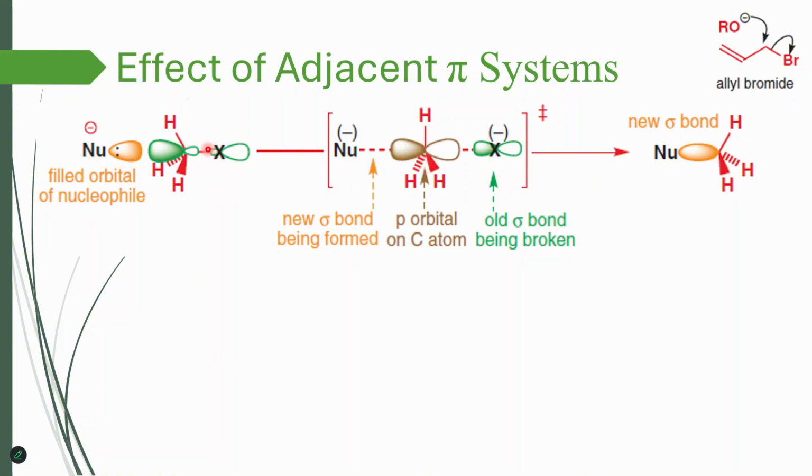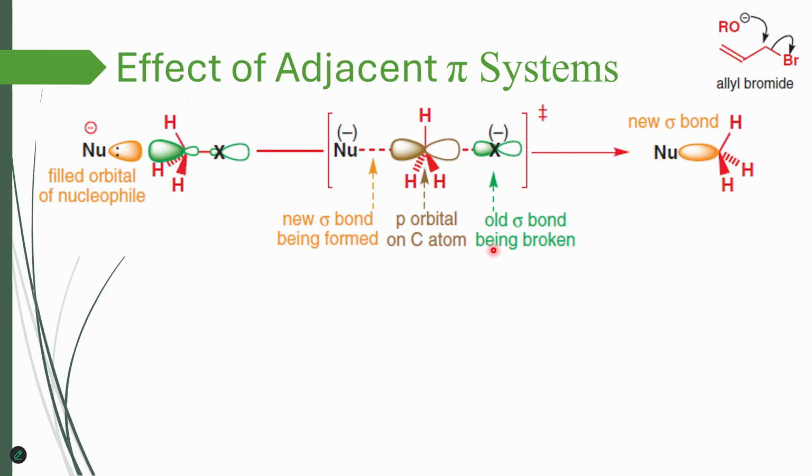So here the carbon is sp3 hybridized. But in the transition state, it's actually sp2 hybridized because it has 3 bonds and 1 p orbital with 2 electrons in it. And it's trying to make a bond with the nucleophile. And the bond between carbon and leaving group is breaking. And this leaving group is leaving with its 2 electrons and with its orbital. And now we're going to form a new bond.